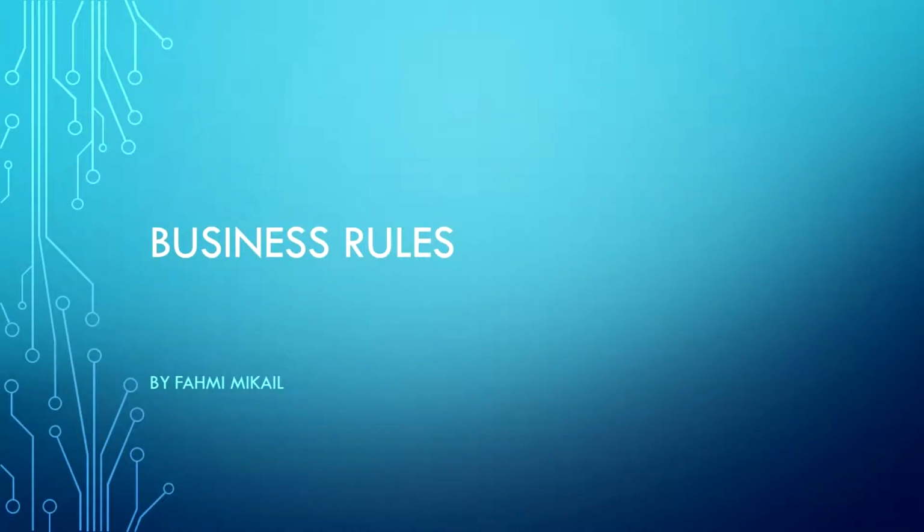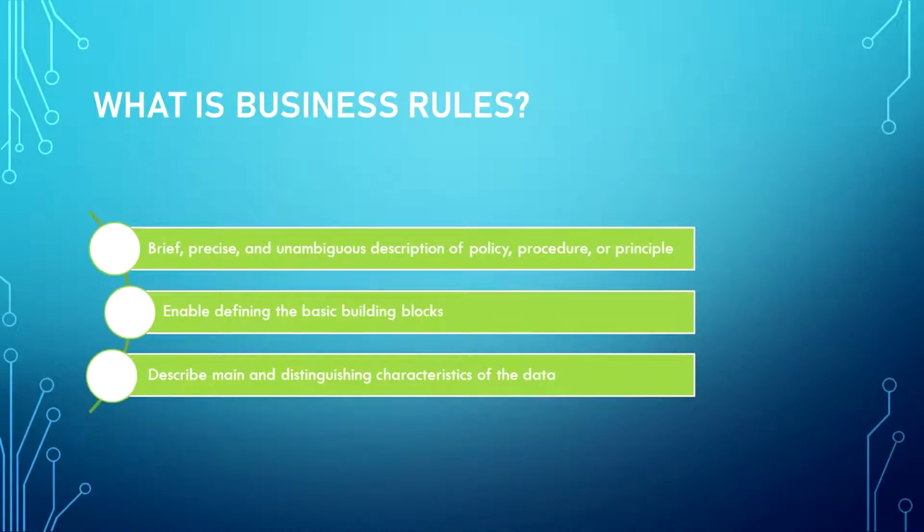Next, I'm going to talk about business rule. A business rule is a brief, precise, and unambiguous description of a policy, procedure, or principle within a specific organization. They are important in data modeling because they set the stage for the proper identification of entities, attributes, relationships, and also constraints. Those are the data model basic building blocks.